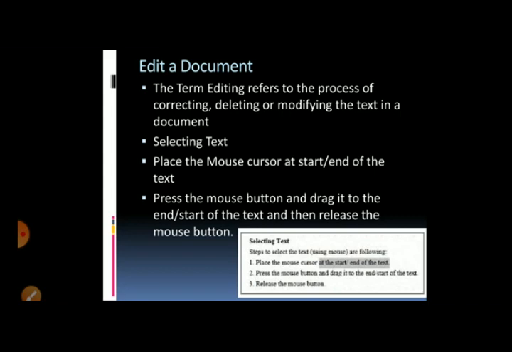First is selecting the text. How can you select your text? Place the mouse cursor at the start or end of the text, wherever you want to start the selection. Next, press the mouse button and drag it to the end or start of the text, and then release the mouse button. So you can see how you have to choose it from the start.